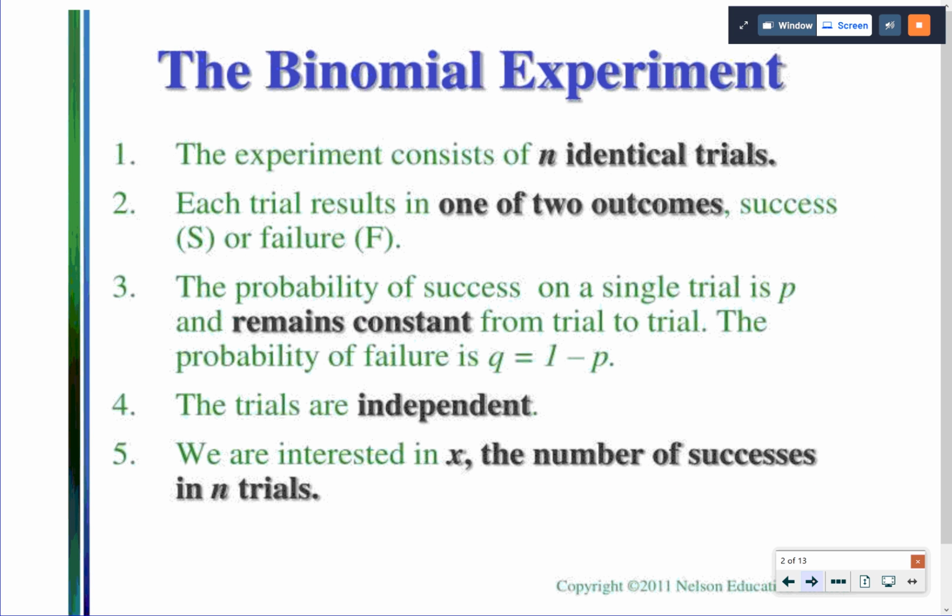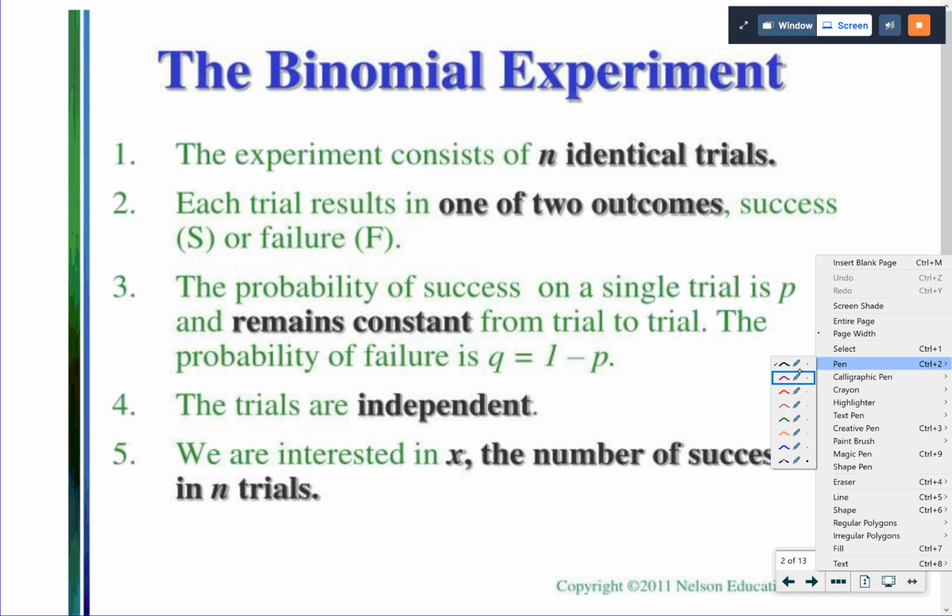All right, so you need to, probably on your green sheet, write the following information down. What is a binomial experiment? And it is important to note what all the variables represent here, because we're going to be pretty much using them in every problem today.